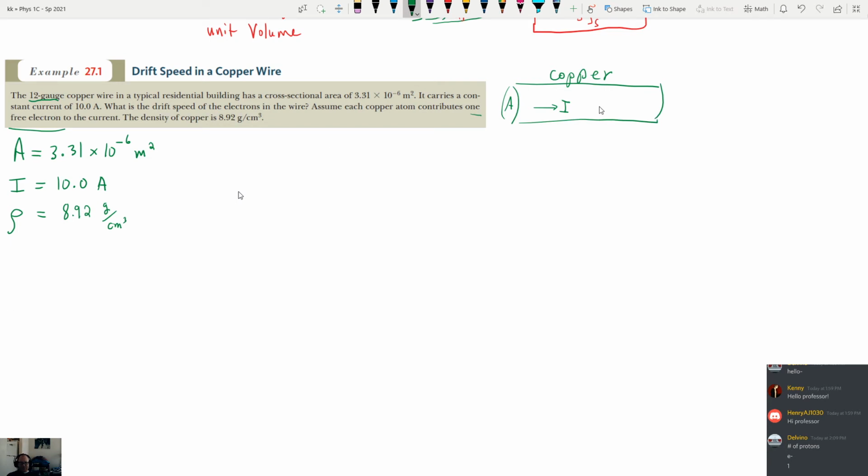So there's our density, 8.92 grams per centimeter cubed. And we want to find out, for the charges that are flowing inside of here, what is the drift velocity? I know it says electrons, but we're just going to treat them as positive charges. It's a lot simpler than drawing the velocity backwards.